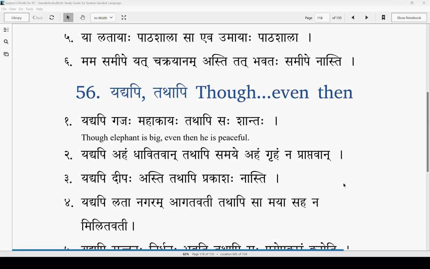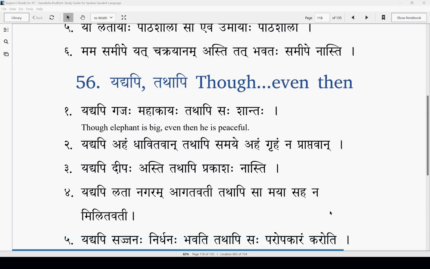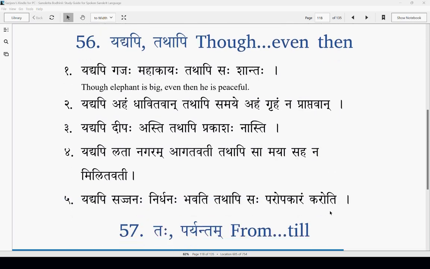Lata came to the city, but she didn't meet me. She should have met me. That's the intent here. However, that didn't happen. So yadyapi Lata nagaram agatavati tathapi sa maya saha na militavati. Last one. So is it, even though she came, she never met me? Yeah, she didn't meet me.